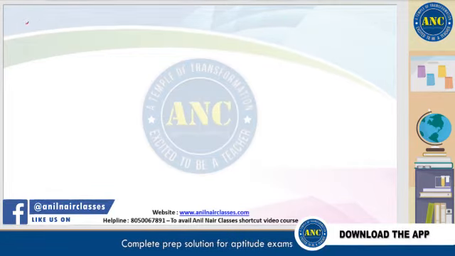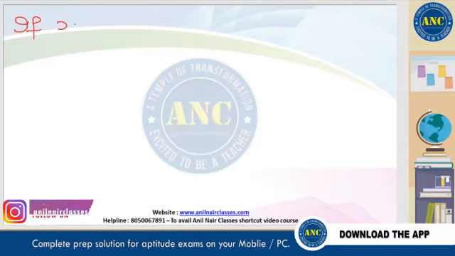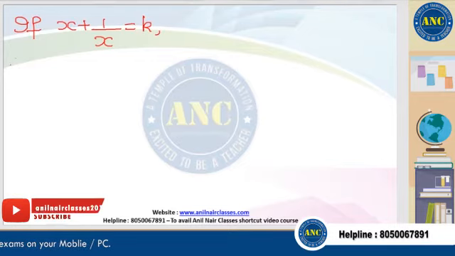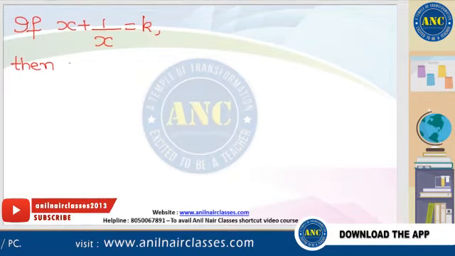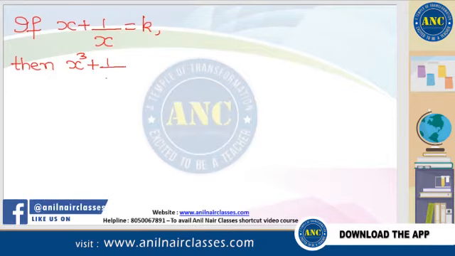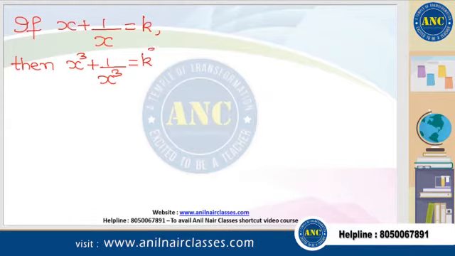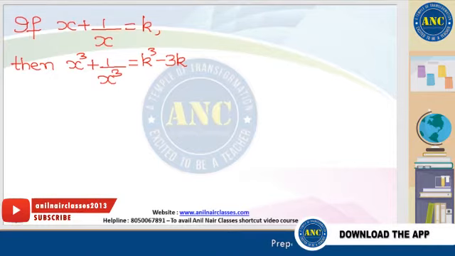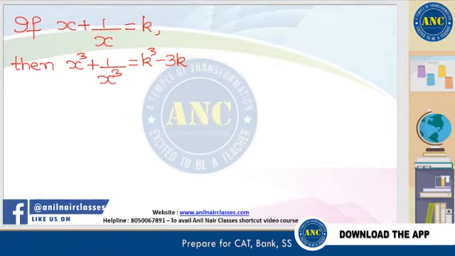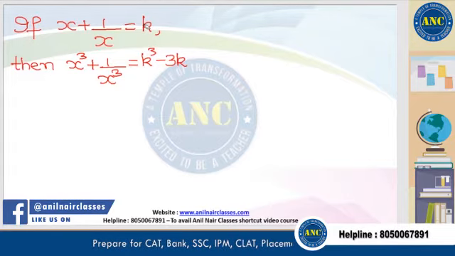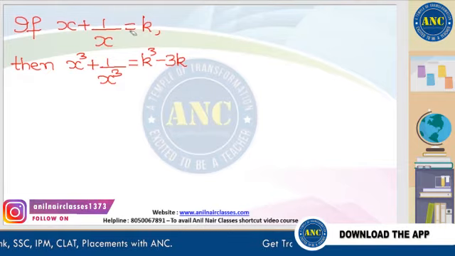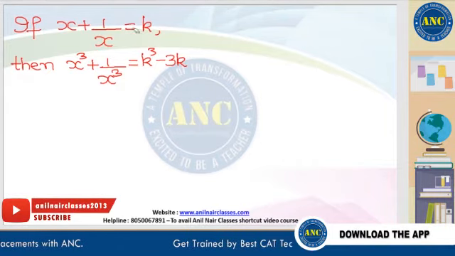In all our previous cases we were saying that if x plus 1 by x is equal to k, then x cube plus 1 by x cube was equal to k cube minus 3k, right? Now listen to this carefully. Instead of k, instead of calling it some constant, in our previous cases I was saying that let that k value be anything, any constant.